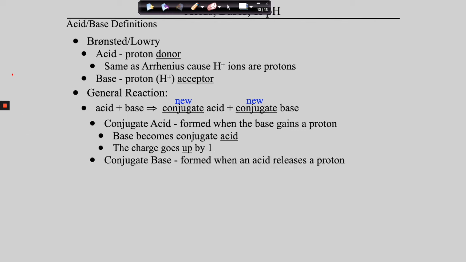Now, what about conjugate bases? Well, conjugate bases are new bases formed when the original acid loses a hydrogen. And when this happens, the acid becomes the conjugate base. And as that acid loses a hydrogen to become the conjugate base, that hydrogen ion is positively charged, and the charge goes down by 1.